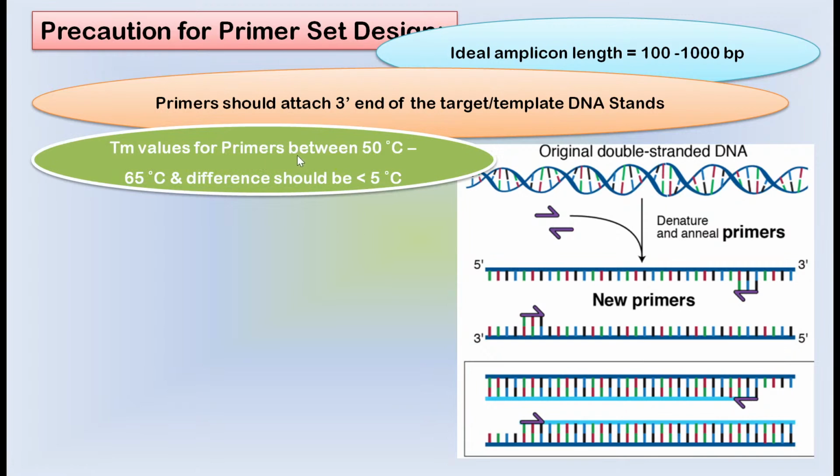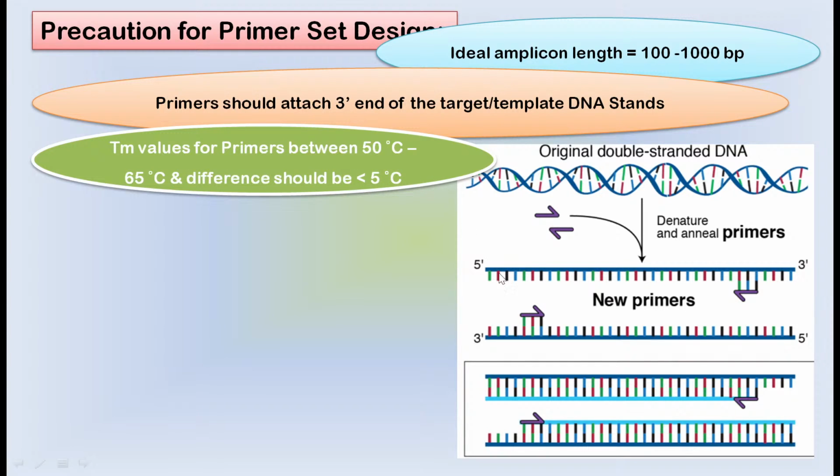And the TM value for the primers is between 50 degrees centigrade to 65 degrees centigrade, and the difference should be less than 5 degrees centigrade. What does this mean? The TM value, which is the melting temperature for the primers, is essential for the attachment of the primers to the DNA template. If you want to attach these primers to the desired target DNA template, the TM value should be between 50 to 65 degrees centigrade, and the difference between the primers' TM values should be less than 5 degrees centigrade.